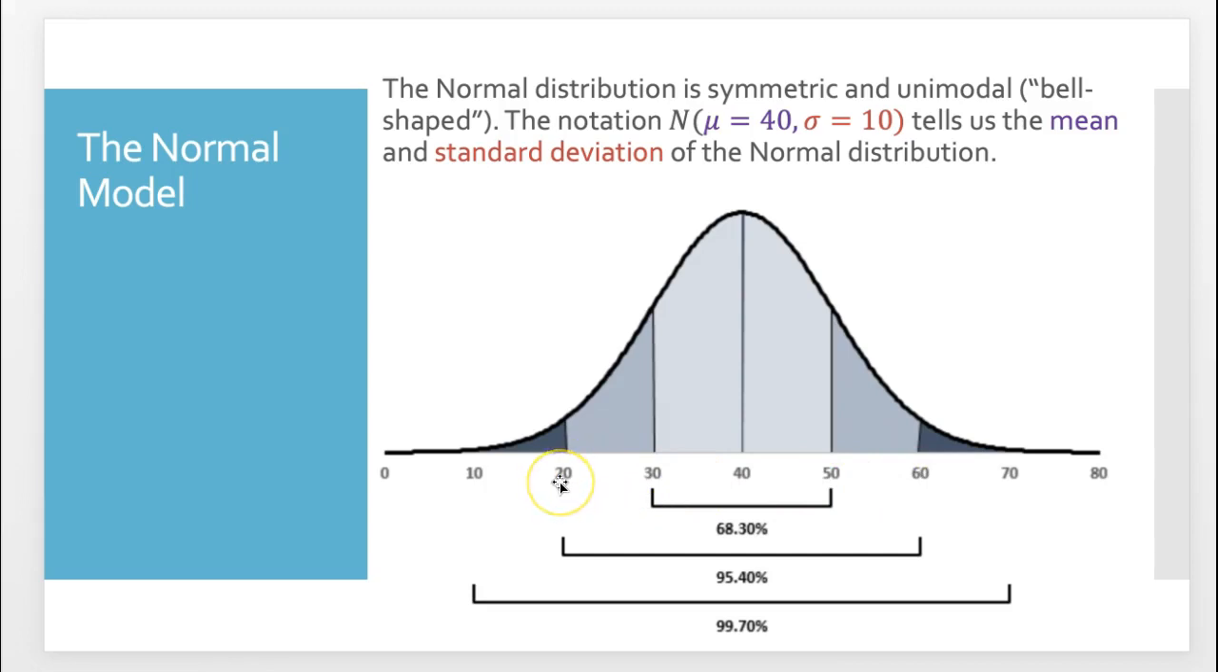60 to 10, that's within 2 standard deviations, right? So that's 2 times 10, that's 20. And then of course 70 to 10, that's within 3 standard deviations. So what this says here is this is how we find these areas underneath the curve.